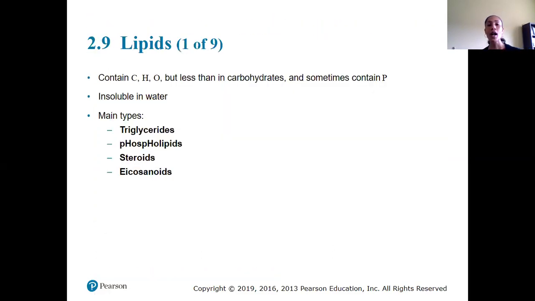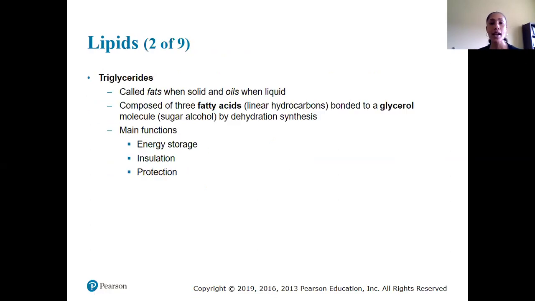Moving on to lipids. A common term for lipids is fats. And remember, or if you don't know, now you know, lipids do not dissolve in water. We have four different types of lipids that we'll talk about: triglycerides, phospholipids, steroids, and eicosanoids. Triglycerides are called fats when they are solid and oils when they are liquid. They're composed of three fatty acids and a glycerol molecule, and the main functions of triglycerides are energy storage, insulation, and protection. The most common type of fat in our bodies is triglycerides, and I do want you to remember that.